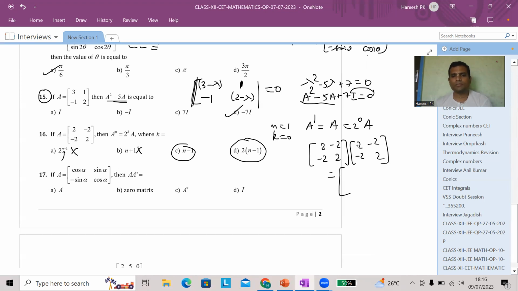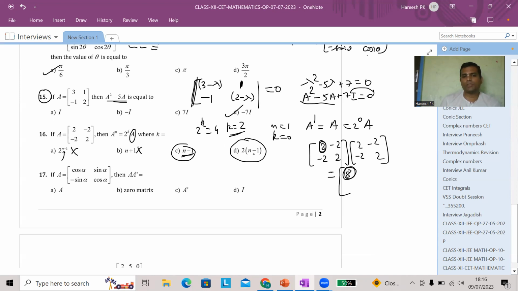You'll end up getting 4 plus 4, 8, right? You'll end up getting 8. That means whatever was 2 has now become 8. So when you put n as 2, the matrix A must get multiplied by 4, right? Because initially matrix A had 2, but the final answer has 8. That means matrix A must be multiplied by 4. That means 2 power k must be 4. That means k must be 2.